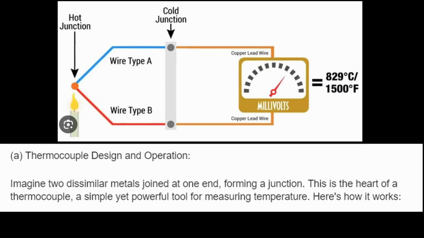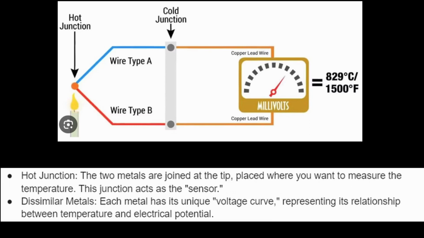Hot junction. The two metals are joined at the tip, placed where you want to measure the temperature. This junction acts as the sensor. Dissimilar metals. Each metal has its unique voltage curve, representing its relationship between temperature and electrical potential.